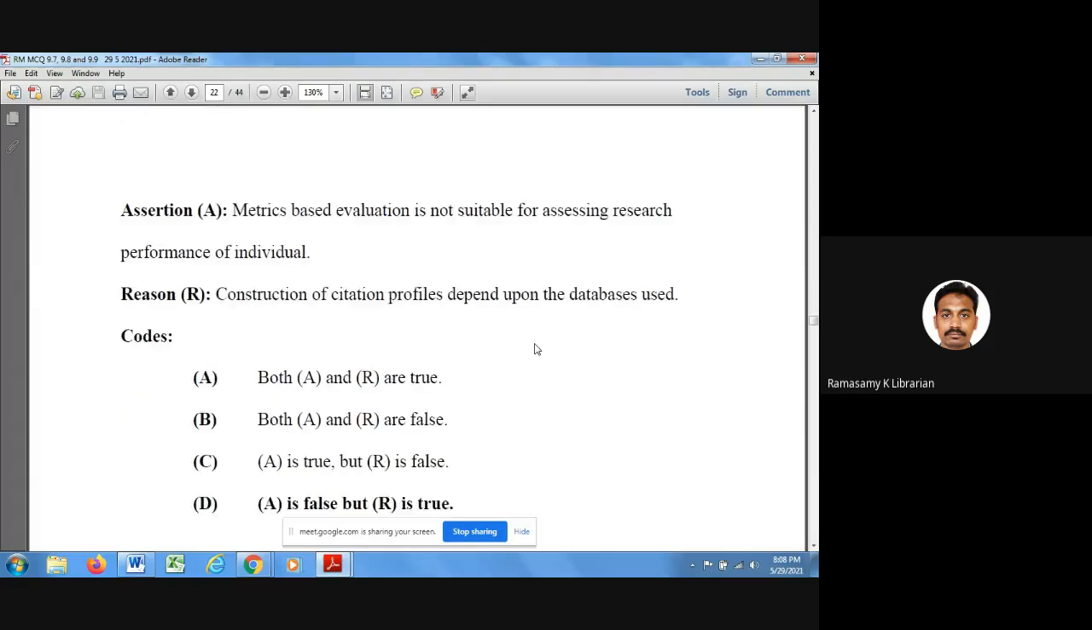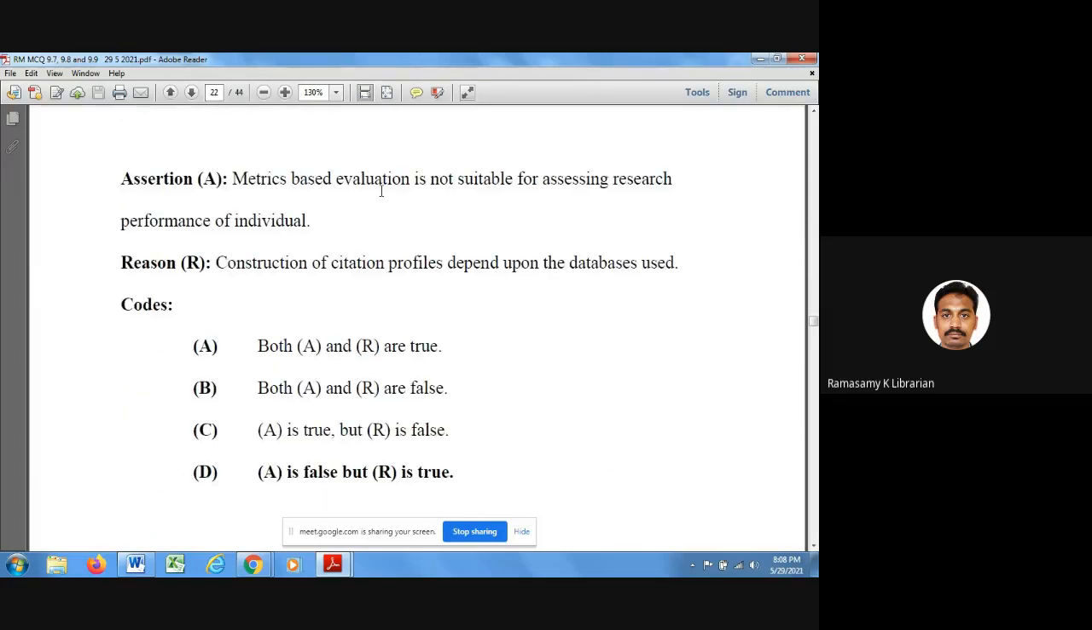Okay, fine. Then comes metric-based evaluation is not suitable for assessing research performance of individual. We cannot say so because metric index is being used to measure the individual. We say H index, G index, M index, i10 index, how many citations, total citation. All these are metric measures which we are employing at present to measure the research performance of individuals. So A is false.